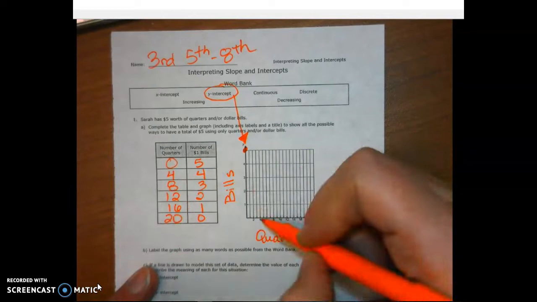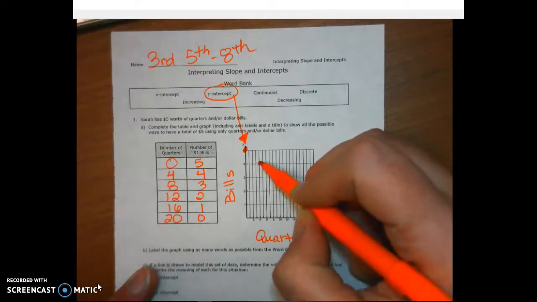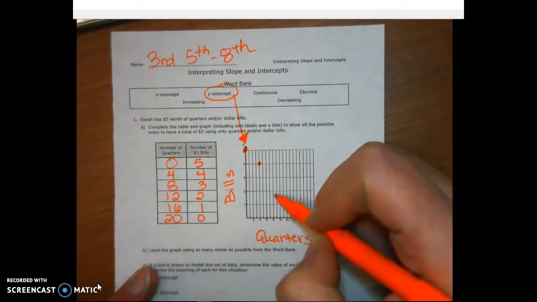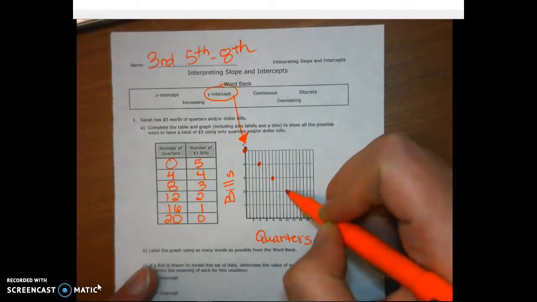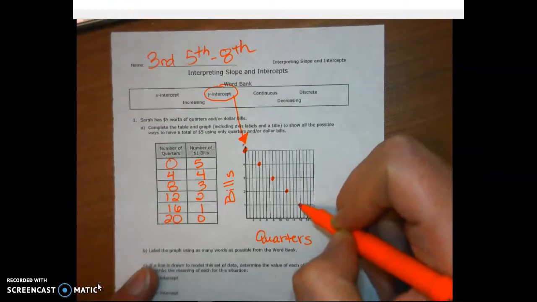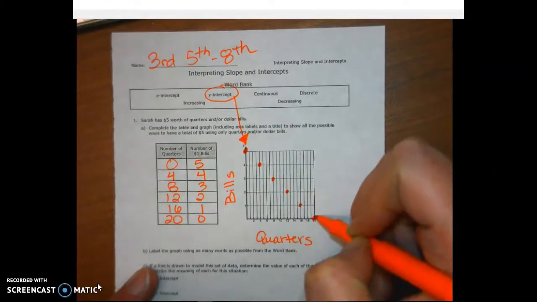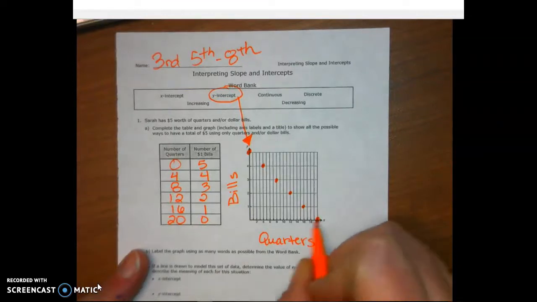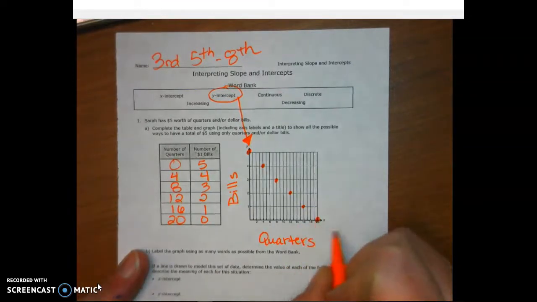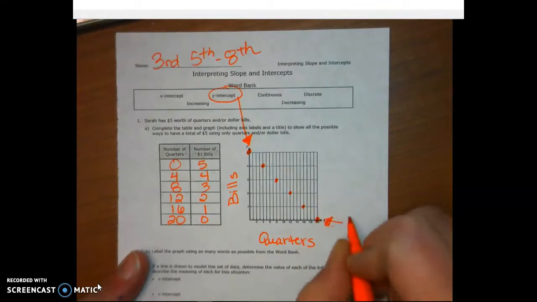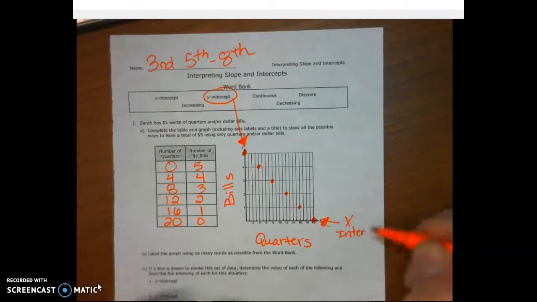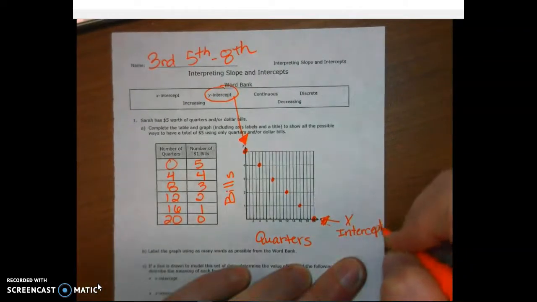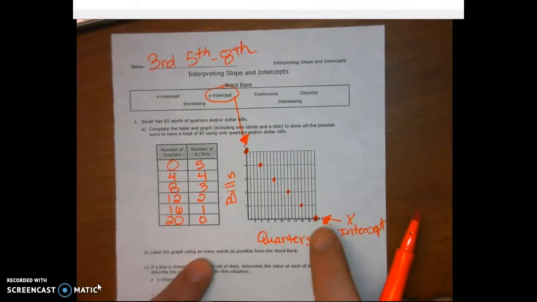So let's graph 4, 4, 8, 3, 12, 2, 16, 1, and 20, 0. Okay, well here's another axis line. Here's another point crossing it. So this time we're on our x-axis. This is our x-intercept. Pencil won't write. That's our x-intercept because it's crossing the x-axis.